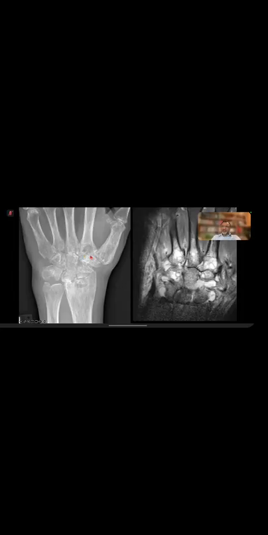Geode: there's no calcification, there's no other sign of geode. Geode is usually in the big bones, not in the small bones. It can happen, but there are no other signs of calcification.